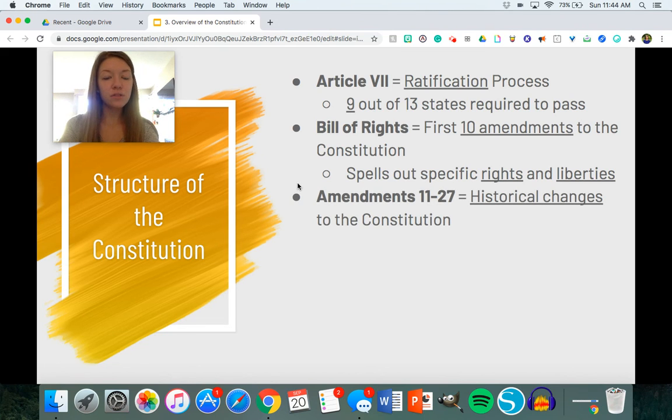And then at the end of the document, we have tacked on amendments 11 through 27. So the amendments are the changes that are made to the Constitution. And we will spend next unit looking at what these amendments actually are, what changes they have made to the Constitution, and how they've addressed historical movements.